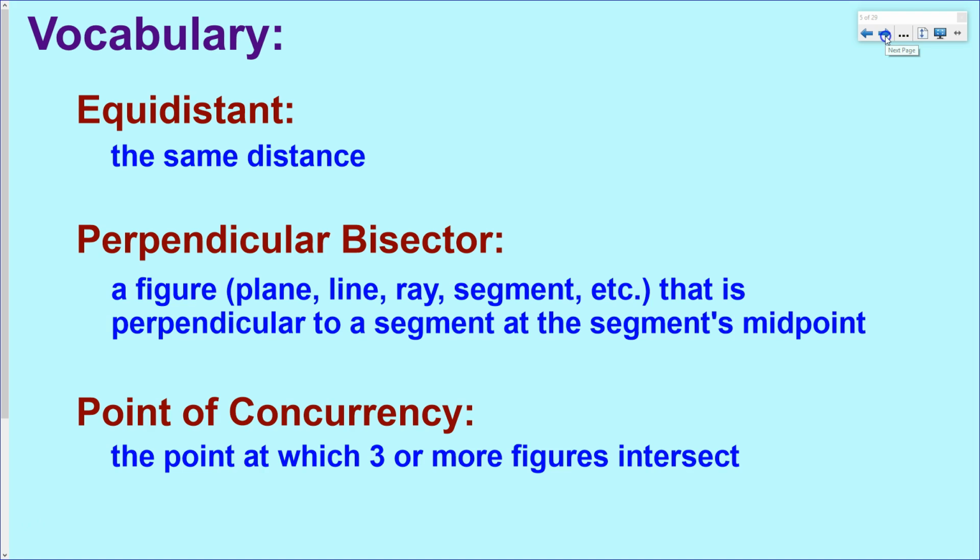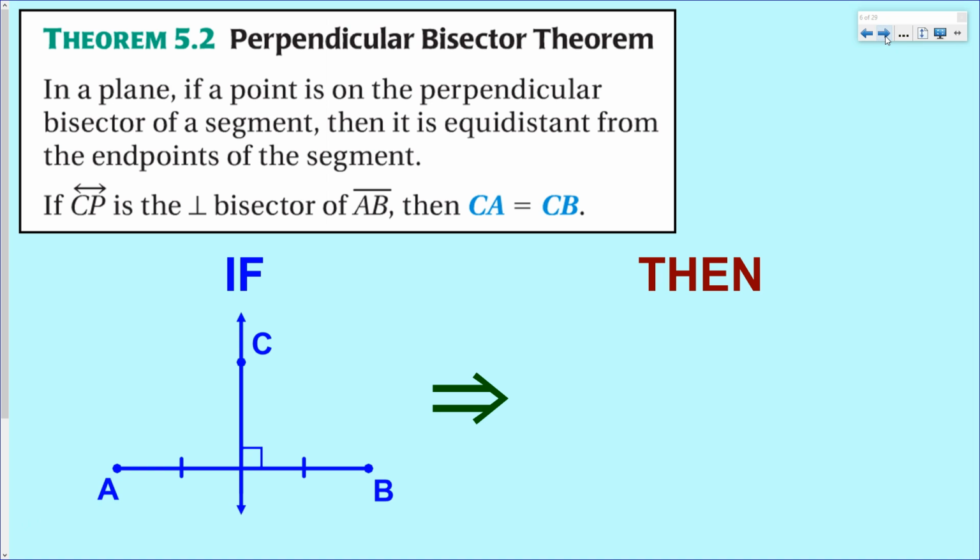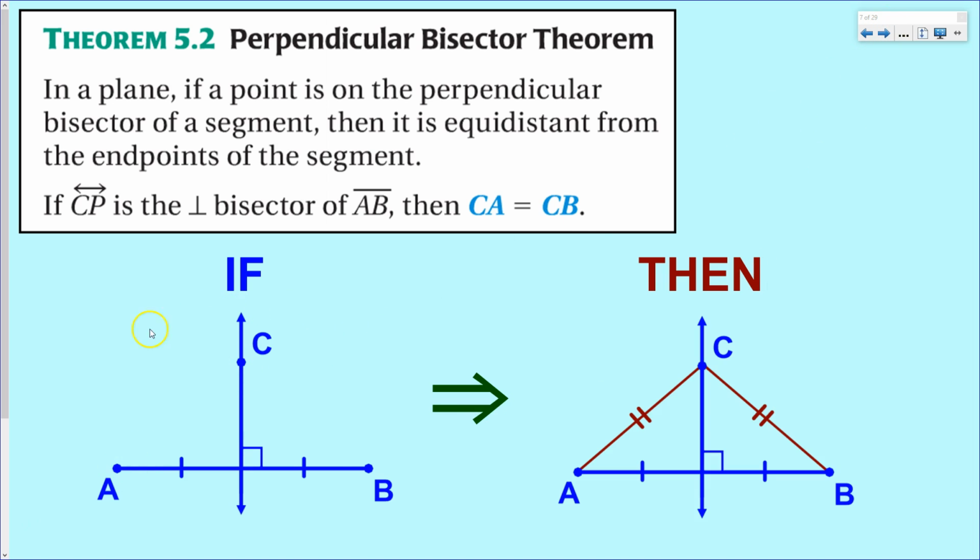All right, and then to go along with those vocabulary words, we have two theorems today. We're actually going to have a third, I believe, as well. But we have a perpendicular bisector theorem, which says that if you have a segment AB and you construct the perpendicular bisector of it, and then you choose a point C anywhere on that perpendicular bisector, that point C is equidistant from A and B. So the drawing looks a little something like this. So if you have this situation, you know that C is equidistant from A and B.